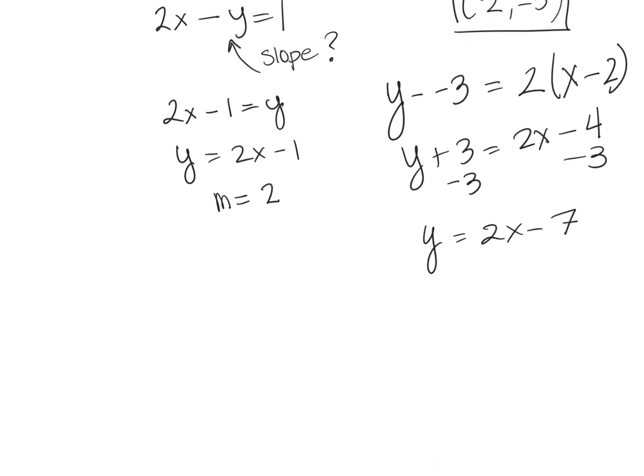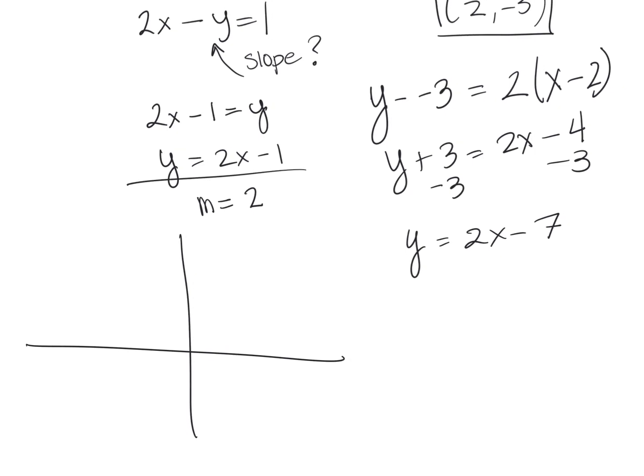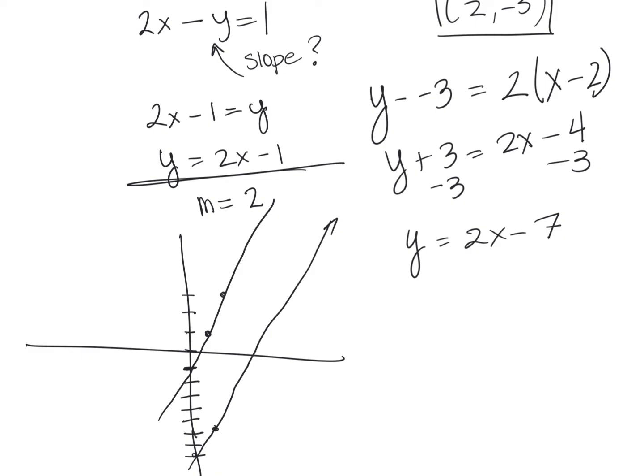So if you think of what's going on here graphically, we have a line right here that crosses at -1 and goes up 2 over 1, that's my slope, and this would be one line right here. This line would go down to -7 and go up 2 over 1, and would be another line here, completely parallel, never touching. All right, so there you have it.